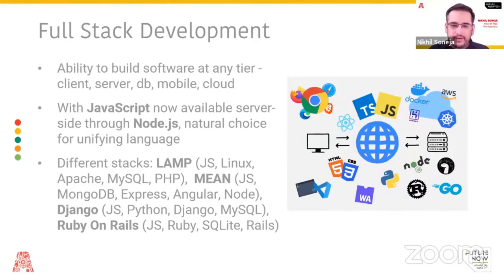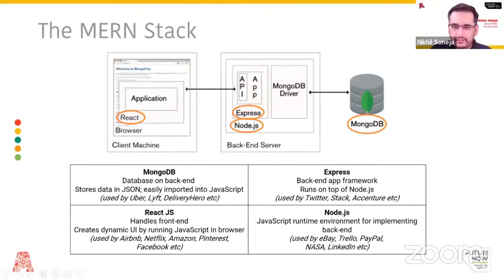Apart from MEAN and MERN, there is also, of course, the old one, LAMP, which uses Linux, Apache, and MySQL for the database, with PHP. So that's been around for a while. Django and Ruby on Rails also use this. Ruby and Rails are two separate components, and you can see the databases that they use. So all of them have their own things, and you can choose which one to use. But when you're a full stack developer, you do need to be familiar with all the different parts of it. Okay, that covers a little bit of our bringing up to speed.